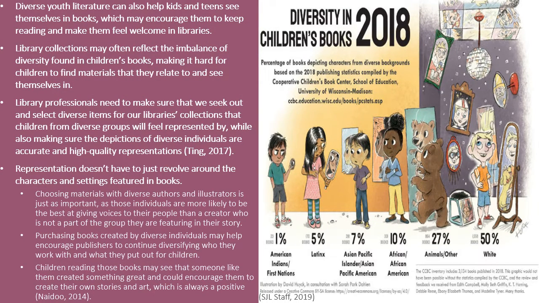Diverse youth literature can also help kids and teens see themselves in books, which may encourage them to keep reading and make them feel welcomed in libraries. According to the School Library Journal, in 2018, it was found that 50% of the children's books published that year depicted white characters, while 27% depicted animals or inhuman characters. This left only 10% for African or African American characters, 7% for Asian Pacific Islander or Asian Pacific American characters, 5% for Latinx characters, and 1% for American Indian or First Nations characters, which, while it is an improvement over past diversity statistics, is evidence of a clear imbalance of representation of minority groups in youth literature.